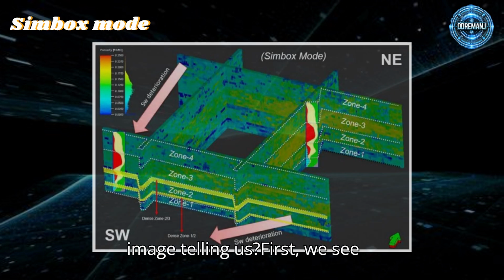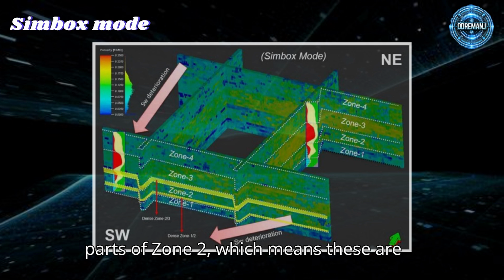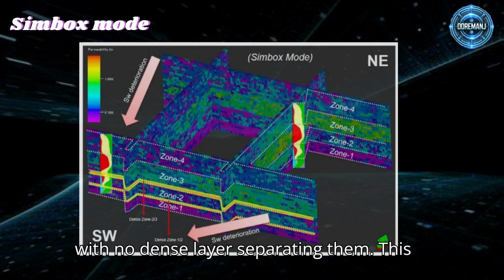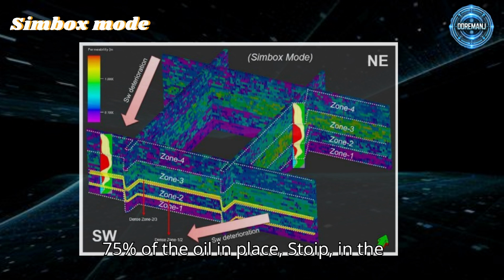What is this image telling us? First, we see that the zones with the highest porosity and permeability are in Zone 3 and parts of Zone 2, which means these are critical for oil production. In fact, Zone 3 and Zone 4 are connected, with no dense layer separating them. This suggests that these zones contain around 75% of the oil in place, stored in the reservoir.